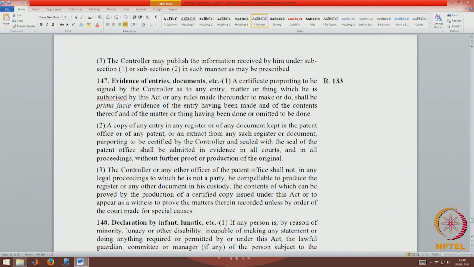147 deals with evidences of entries, documents, etc. And we had seen that the Patent Office keeps a register, and a copy of the register will be regarded as evidence of an entry in the register.